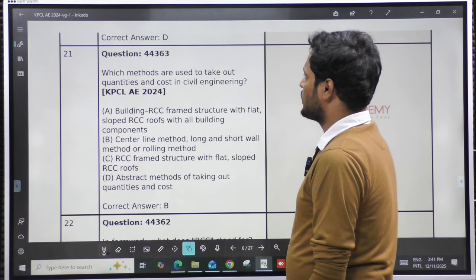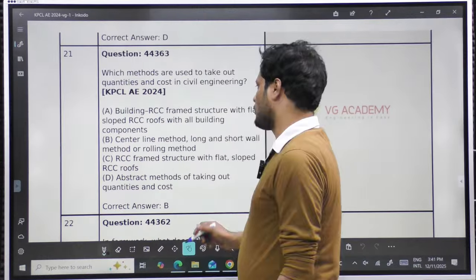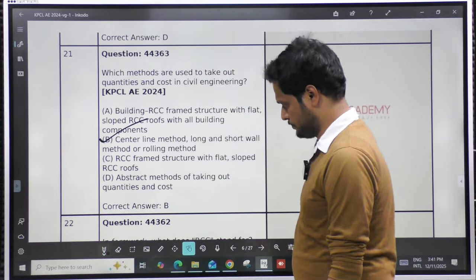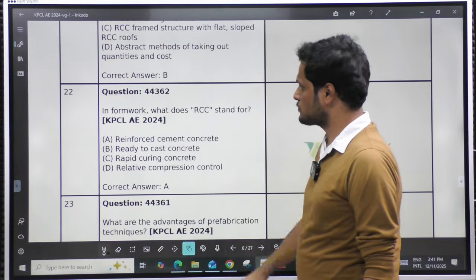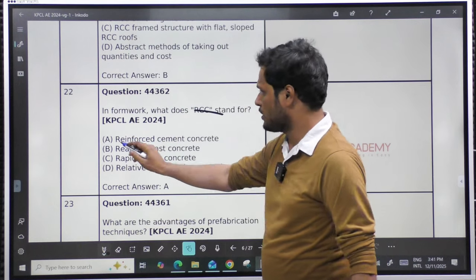Which methods are used to take quantities and cost in civil engineering? Center line method, long wall method or rolling method? In formwork, what does RCC stand for? Reinforced cement concrete.